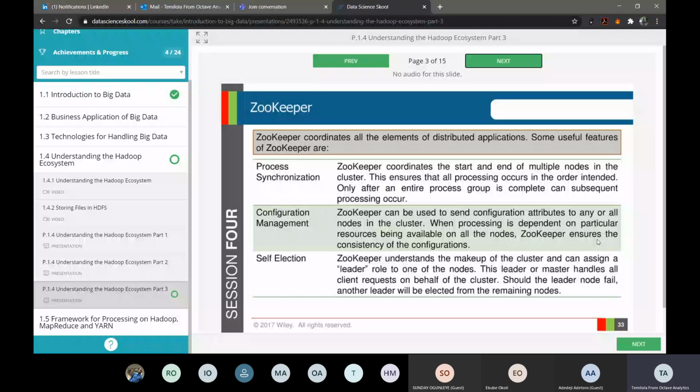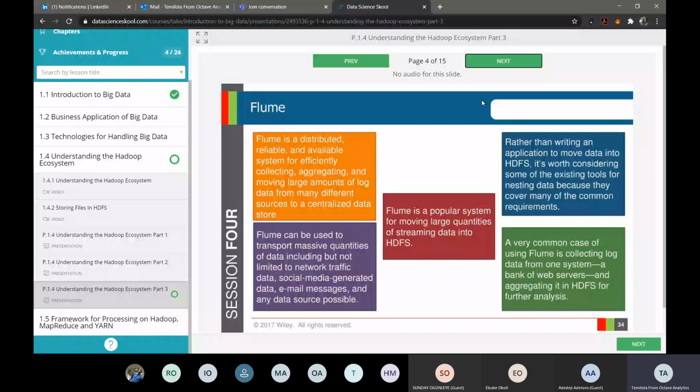It carries data of maybe your web log, your transactional log. It carries, let's say, metadata of your different data nodes, of your different name nodes, of information of different processes running in your Hadoop cluster. It carries everything to a centralized data store. So that's what your Flume does. Flume is also very popular for moving large quantities of streaming data into your HDFS. That's also another thing people use it for.